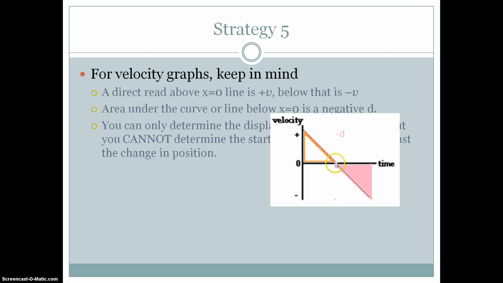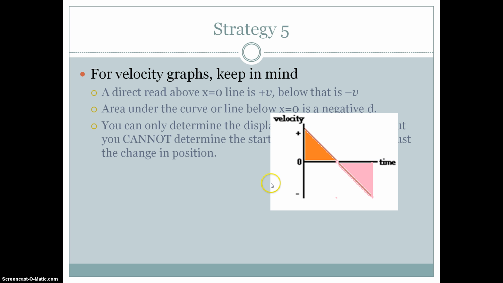Now, from this time to this time, you can see the area between the 0 line and the line is actually below the 0 axis. Or in other words, this area in pink is below the 0 line. That means it's a negative displacement. So combined, how much total displacement is there? Well, these look about equal. This is positive, this is negative, so it kind of cancels out. The overall displacement is 0.